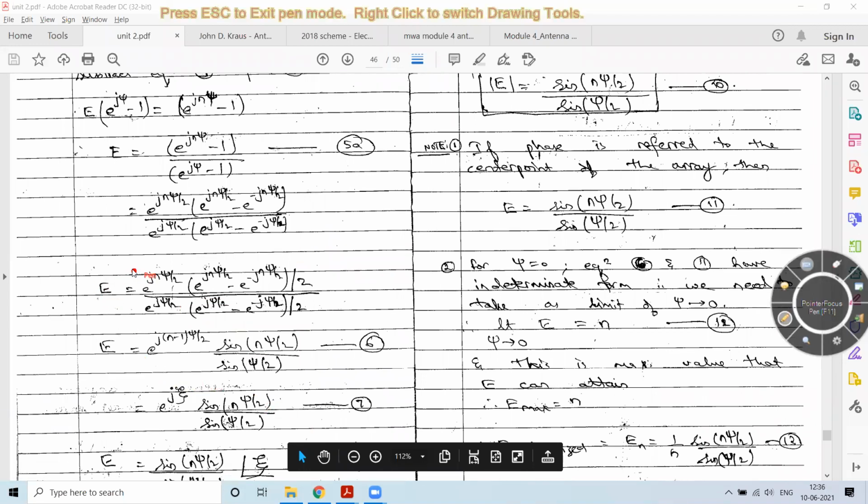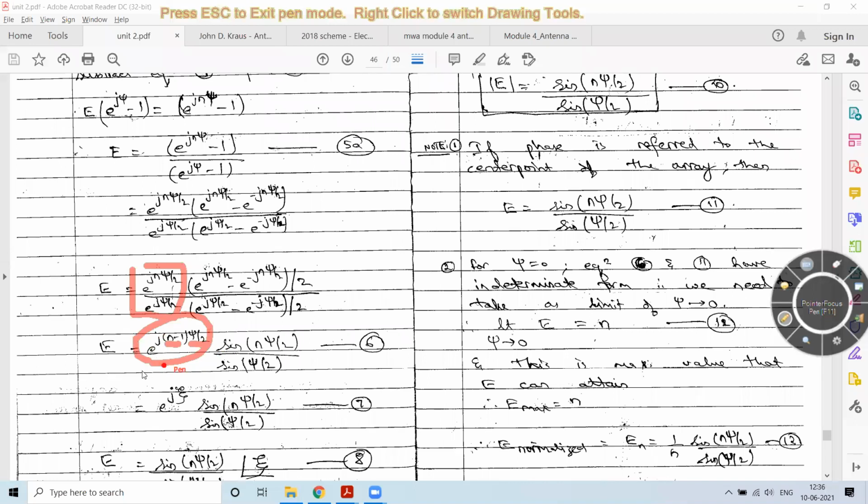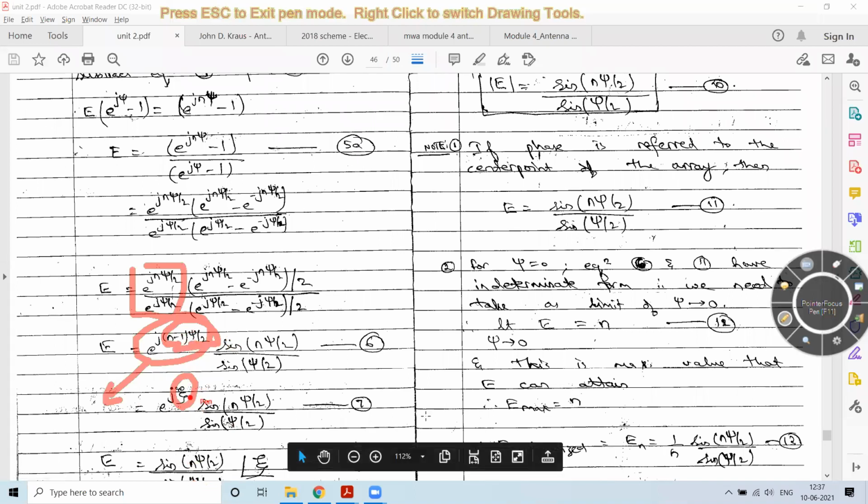And when we simplify this part, what we have is e^(j(n−1)ψ/2) on top, which is e^(jnψ/2) into e^(−jψ/2). So we get this parameter, which is giving you the phase information of the overall field. Now this part we can represent with one parameter, termed zeta. So zeta is equal to (n−1) times ψ/2. It is just for simplification purposes.